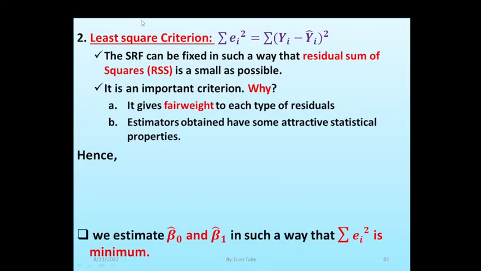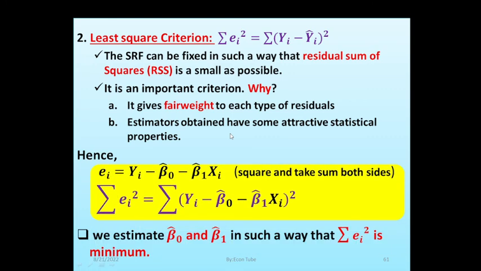So second, the least squares criterion, which involves squaring the error terms and summing them. The error term means yi minus y hat i, then the summation of the squares. So the sample regression function can be fixed in such a way that the residual sum of squares is as small as possible. It is an important criterion. Why? First, it gives fair weight to each residual. Second, the method has some attractive statistical properties.